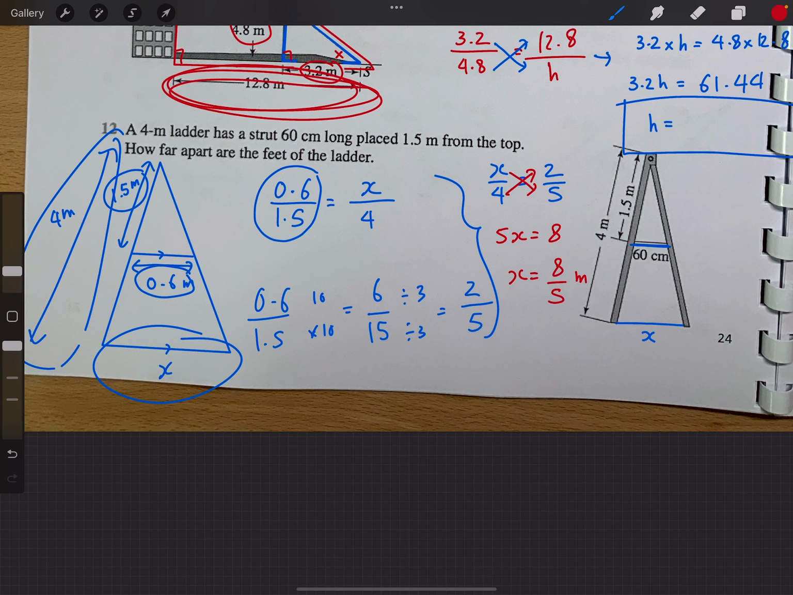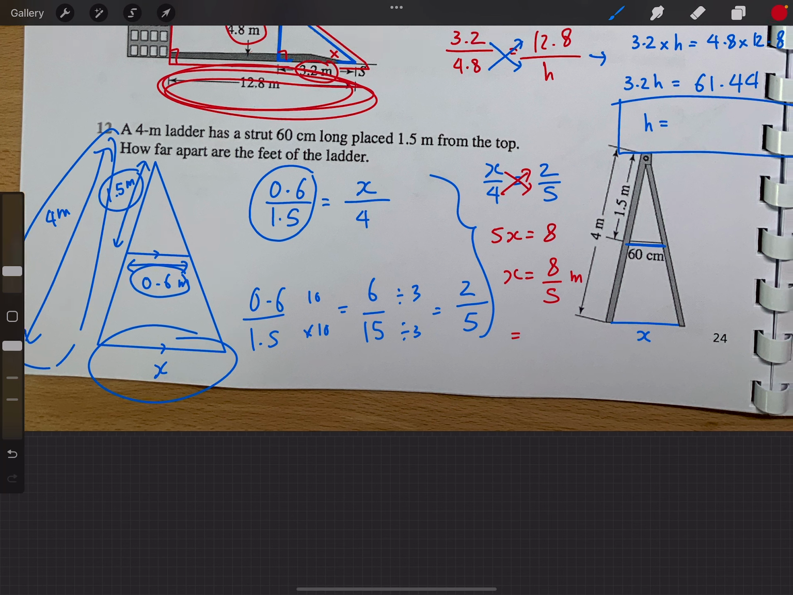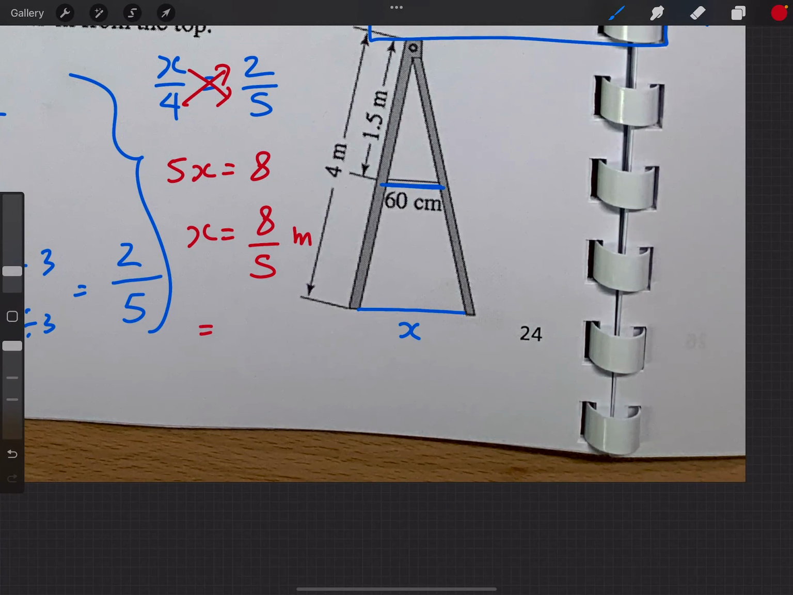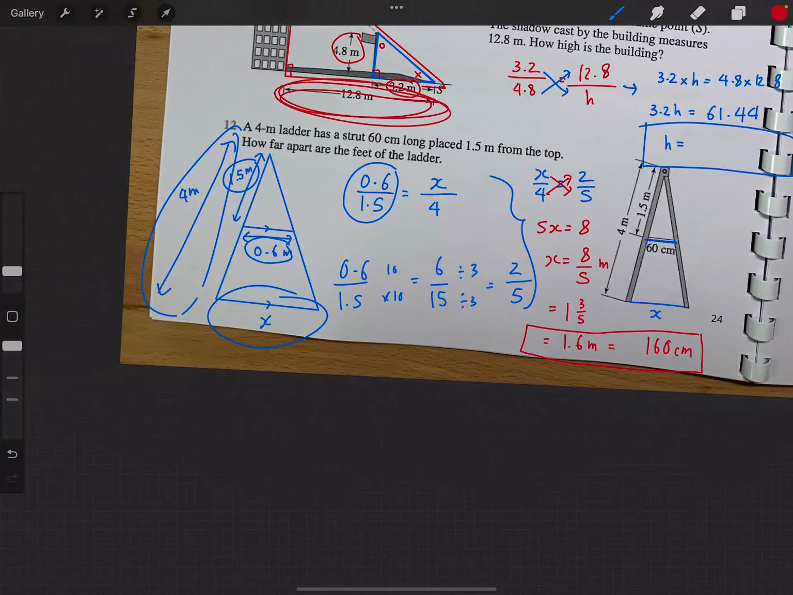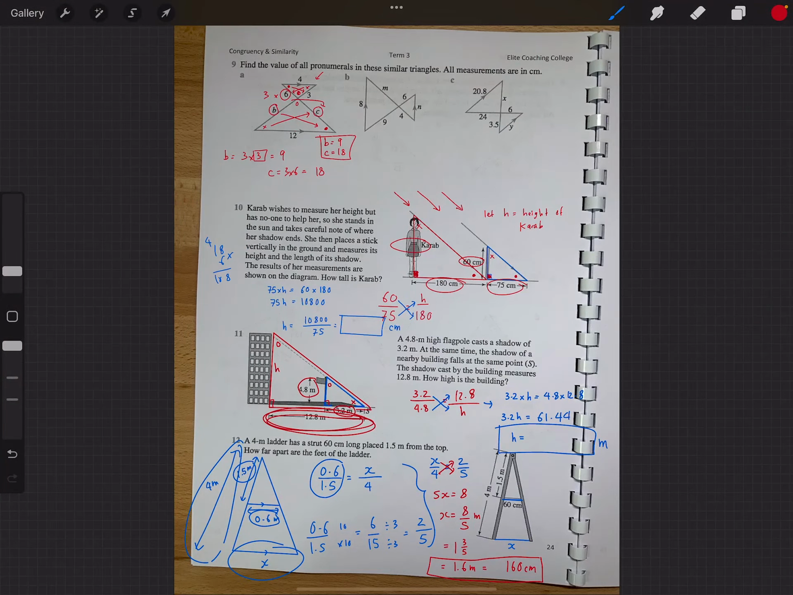What's 8 divided by 5? Let's turn it into a mixed numeral. 8 divided by 5 is 1, remainder 3 over 5. Now 3 over 5 is 0.6, so that's 1.6 meters. Or you could say that's 160 centimeters. Either answer would be the correct one. Alright, I think that's the last one. Yep, that's it. Hope that helps.